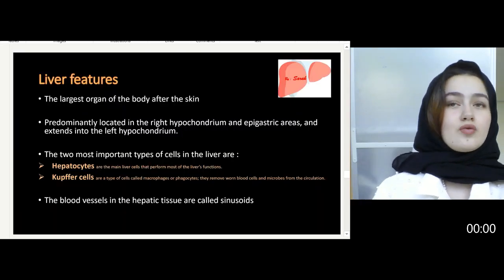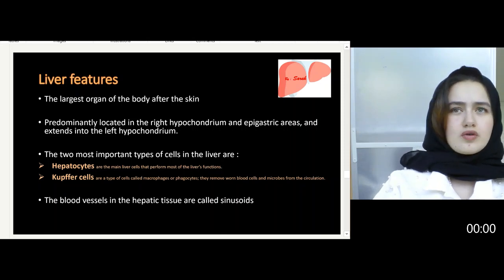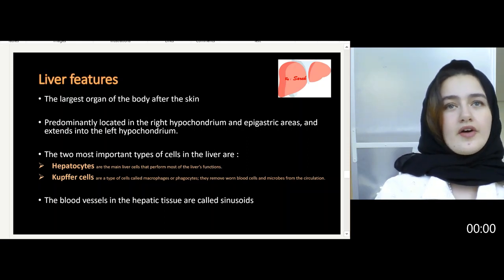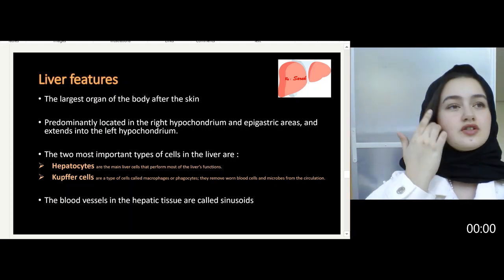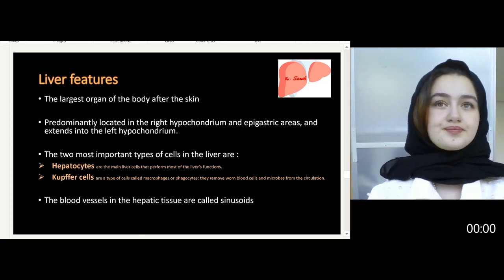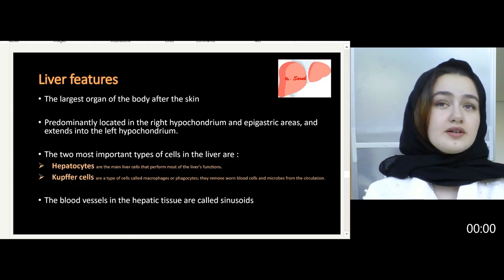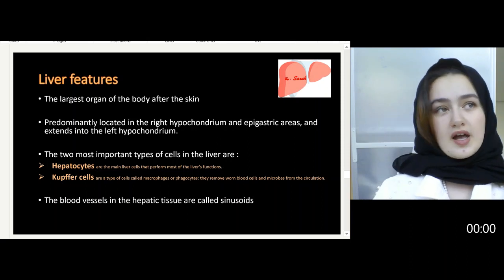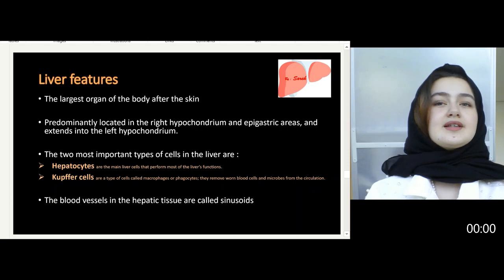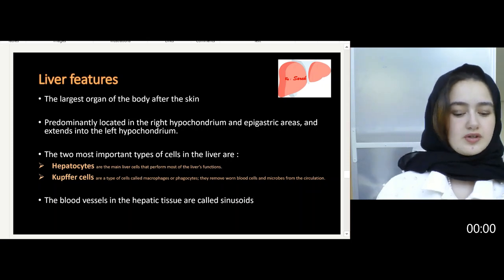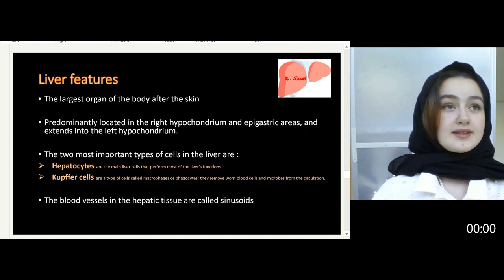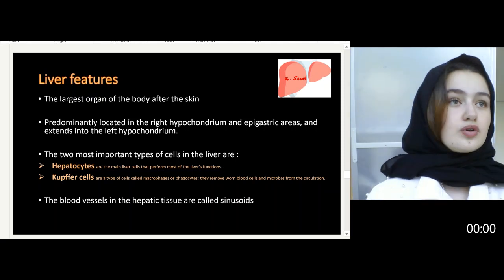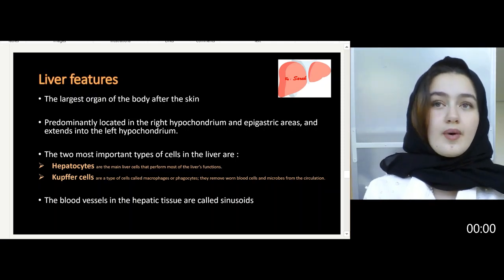So the most important and most basic thing to know is that it is the largest organ of the body after the skin. So it is the largest internal organ in the whole body. And predominantly, the liver is located in the right hypochondrium and epigastric area, and it extends into the left hypochondrium. So it starts from the right and then keeps on extending till it reaches the left hypochondrium, and that's how you can tell that it is the largest organ of the body.